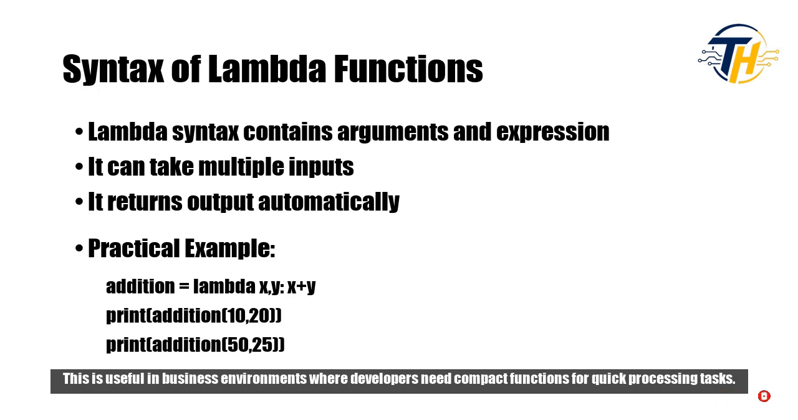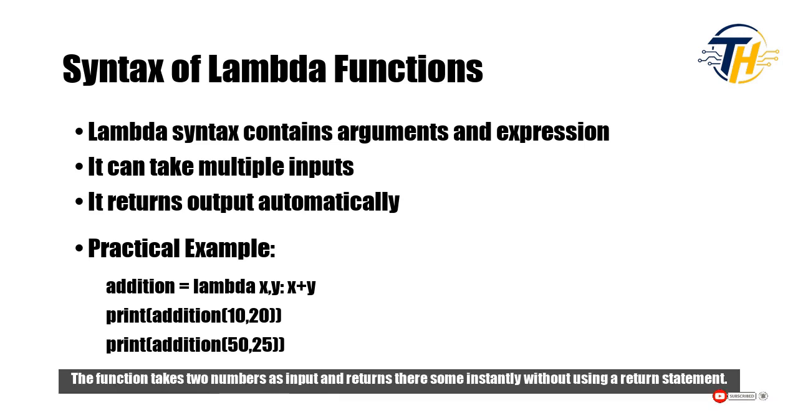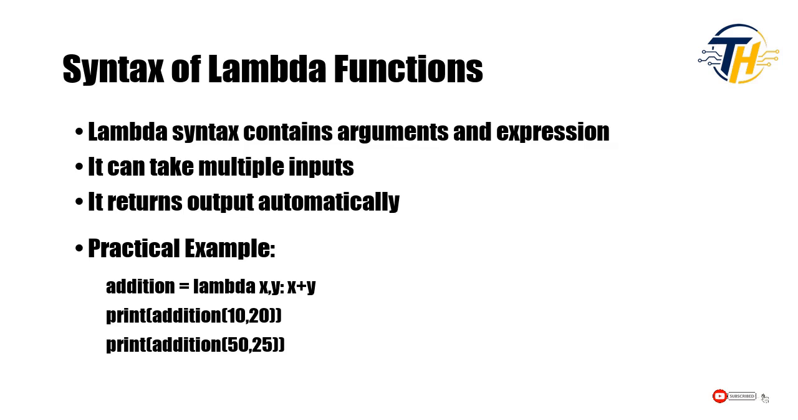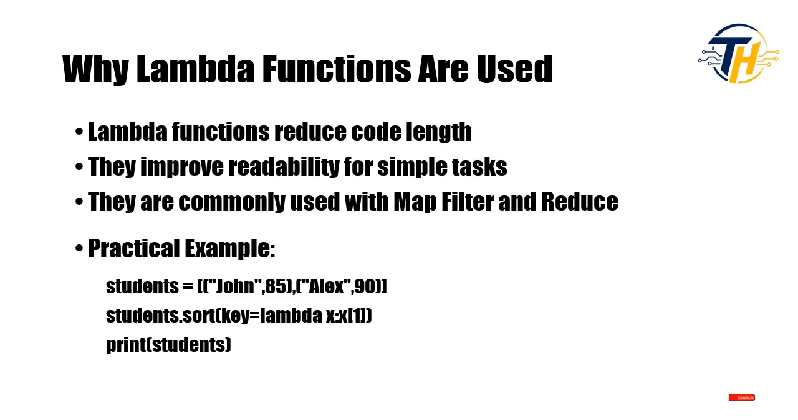This is useful in business environments, where developers need compact functions for quick processing tasks. In this example, we created a Lambda function for addition. The function takes two numbers as input and returns their sum instantly, without using a return statement. Lambda functions are mainly used to reduce unnecessary code and improve readability. Instead of writing multiple lines for small functions, developers can complete tasks in one line.